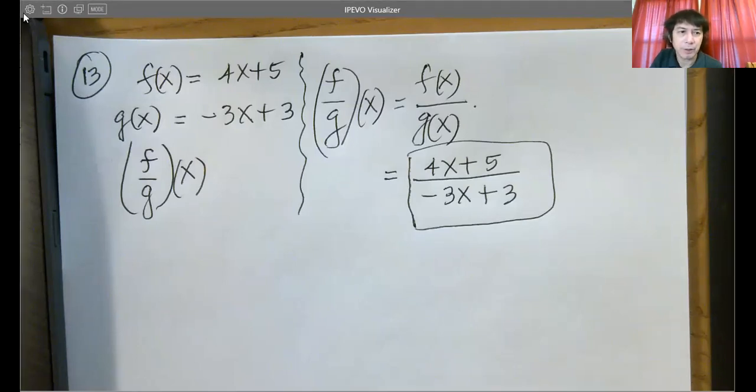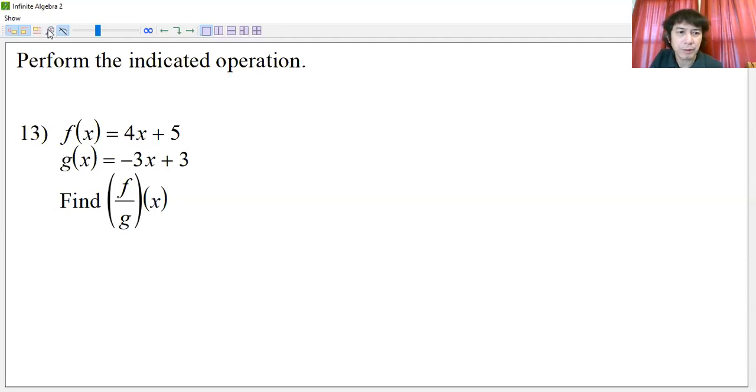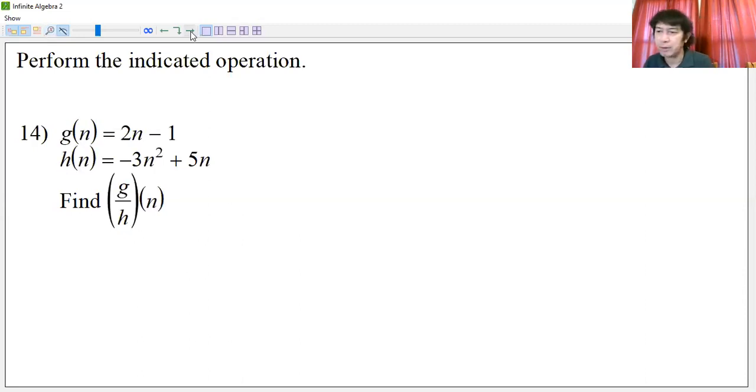All right, here is the answer. 4x plus 5 over negative 3x plus 3. That goes to our first example in divide. All right, next, let's do number 14. Okay, here's number 14.